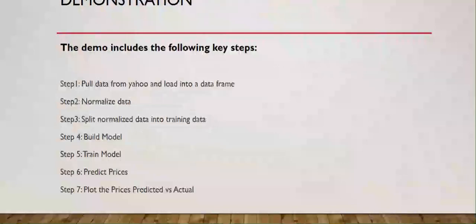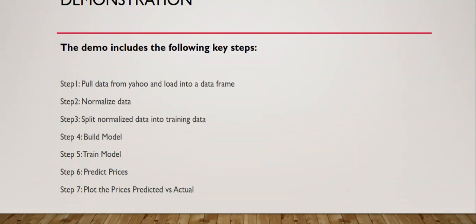This is the heart of the project, the key steps for how this project was implemented. Step one is I pulled data directly from Yahoo and loaded it into a data frame. Step two is normalize the data, and I'll take you to that slide in a moment. Step three is split the normalized data into training data and testing data. Step four is build a model, the LSTM model that I'll be building. Step five is train the model, so we'll pass the training data through this model. Step six is predict prices. And the final step seven is to plot the predicted prices versus actuals and see how your model performed. What is the gap between what the actual prices were and what you predicted with your model?